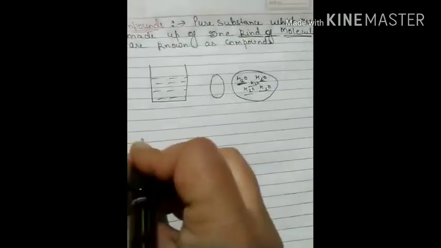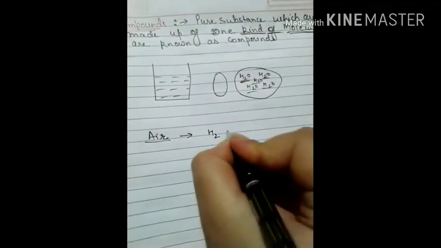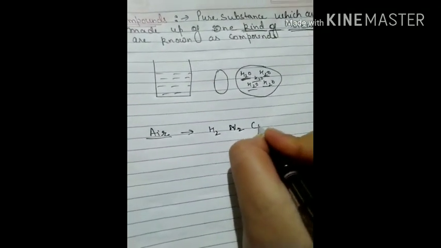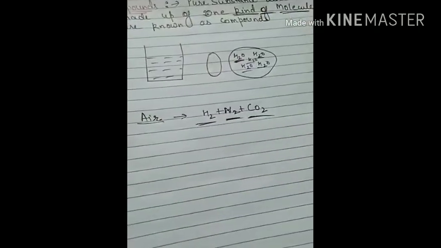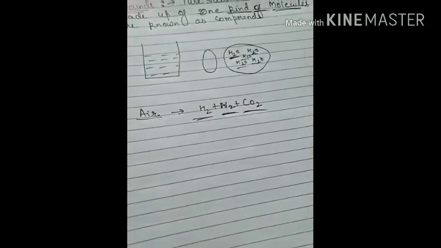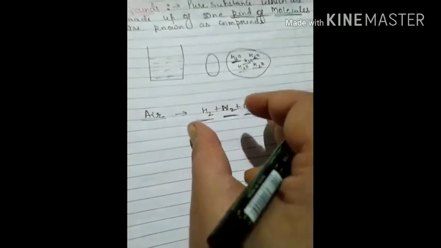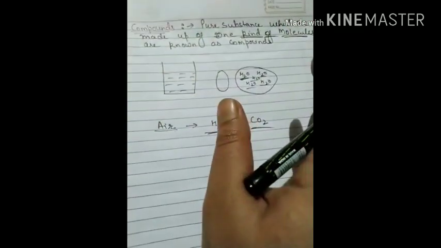Now the next question is, tell me whether air is a pure substance or not. Air is not a pure substance. Why? Because air is made up of nitrogen gas, carbon dioxide and other gases. So it is not made up of one kind of atom or one kind of molecules. So air is a mixture. It is not a pure substance. Clear? Always remember these things. So this is all about pure substances and impure substances.